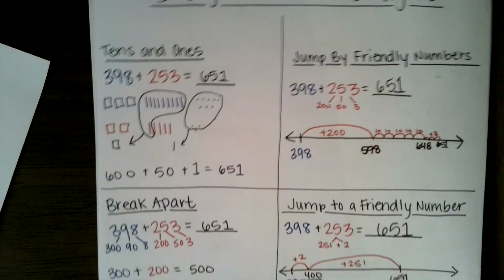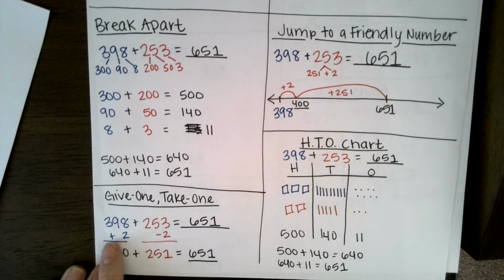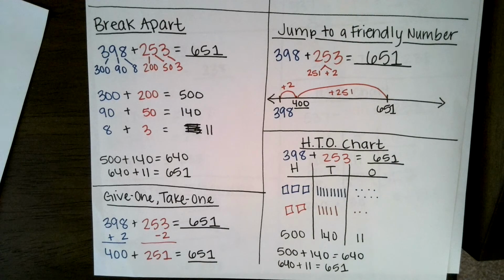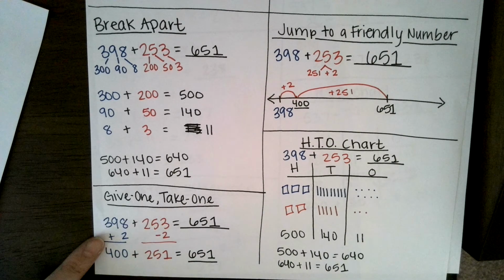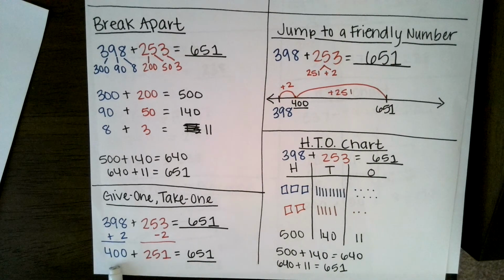Where when I did the give one, take one strategy, all I had to do was add 2 and take away 2, and that was something I could do in my head. So that's what we mean when we say pick an efficient strategy. Instead of doing all of that regrouping, you could have just given 2 and took away 2 and done the rest of the math in your head by adding 400 plus 251.